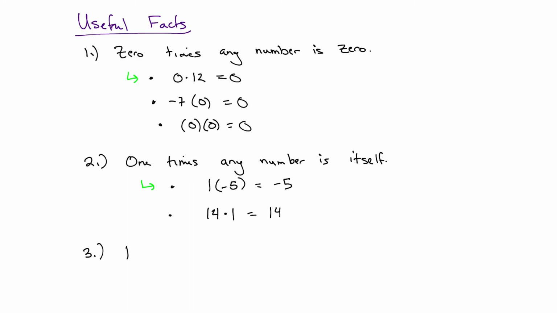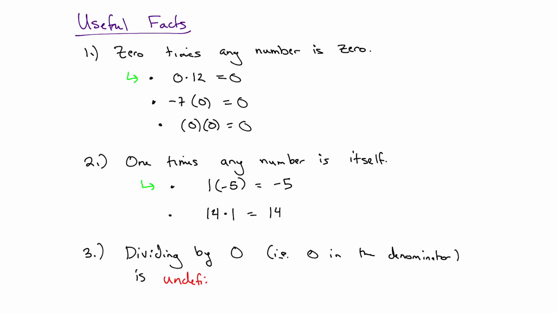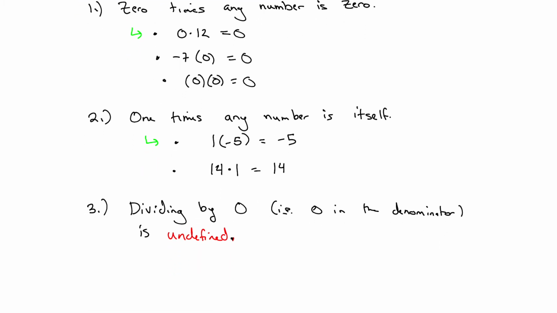Dividing by 0, i.e. 0 in the denominator, is undefined. We call it undefined. You cannot divide by 0. So for example, if you have 3 over 0, that's 3 divided by 0, that's undefined. We can't divide by 0.